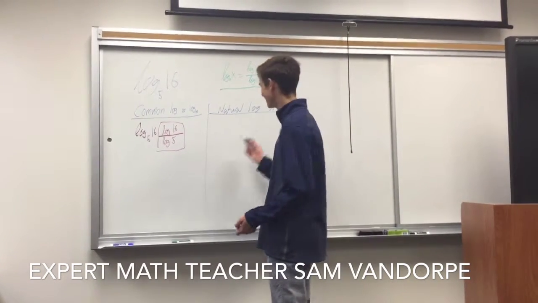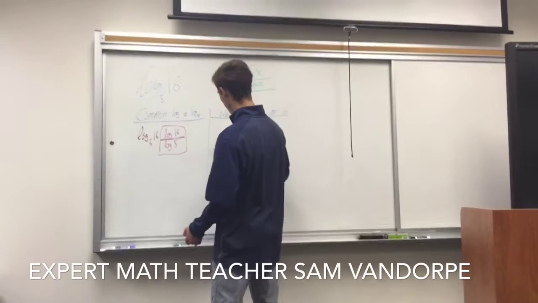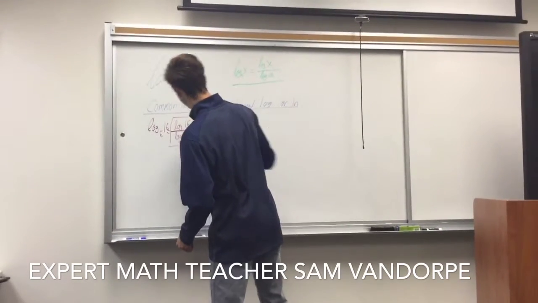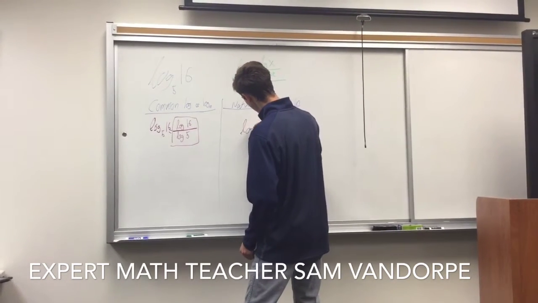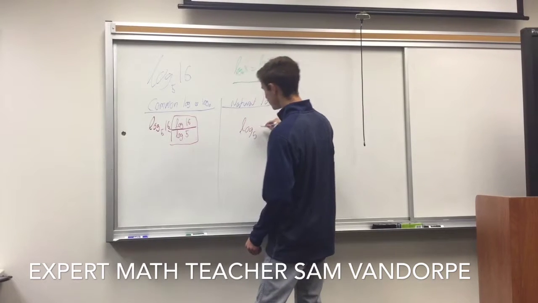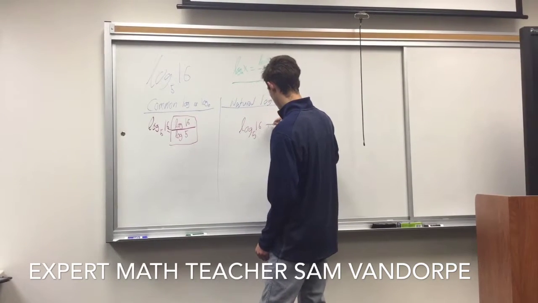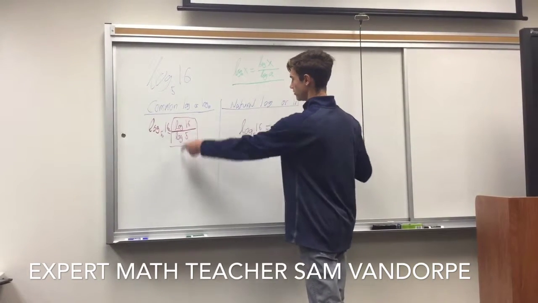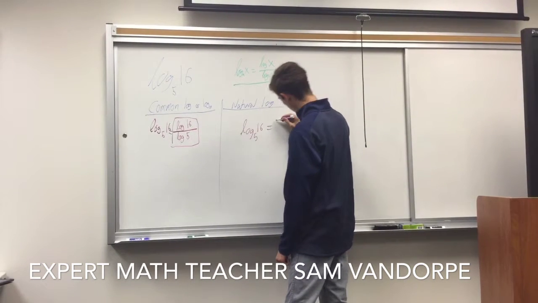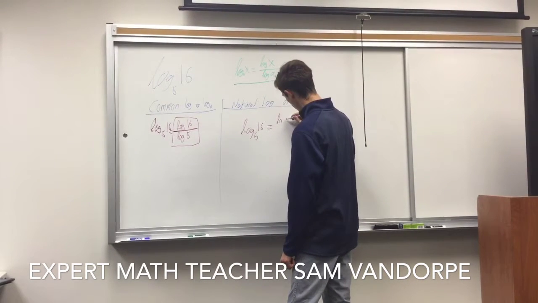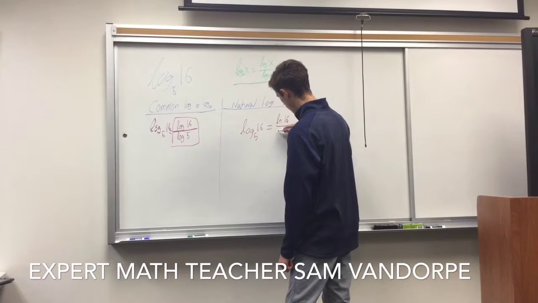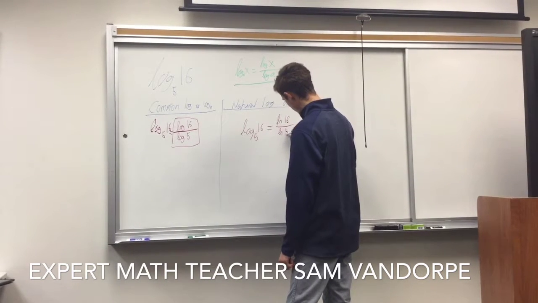And then for the natural log, it's pretty much the same thing. So we get log base 5 of 16, and that's going to equal, if you just substitute the logs in this one for the natural log, natural log of 16 over natural log of 5.